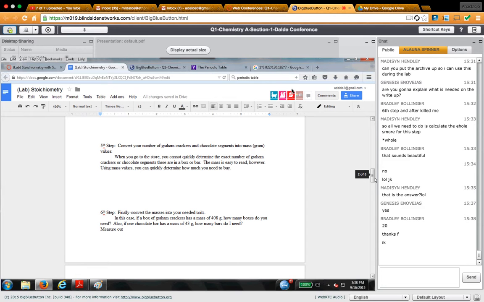Convert your number of graham crackers and your chocolate segments into a mass. Okay, well that's pretty straightforward too, because if I have 20 s'mores I can make, that would require 20 graham crackers. No, you need 1 graham cracker. You break it in 2. A graham cracker is a long piece that you break in 2. So it would require 20 graham crackers, right?